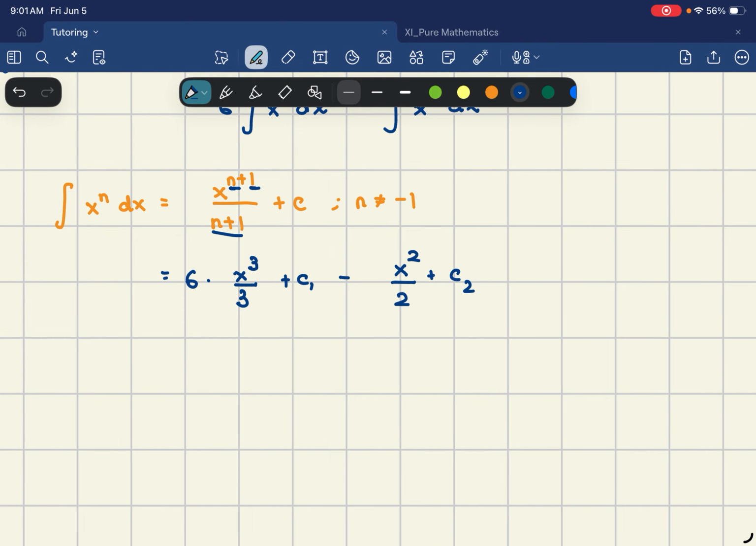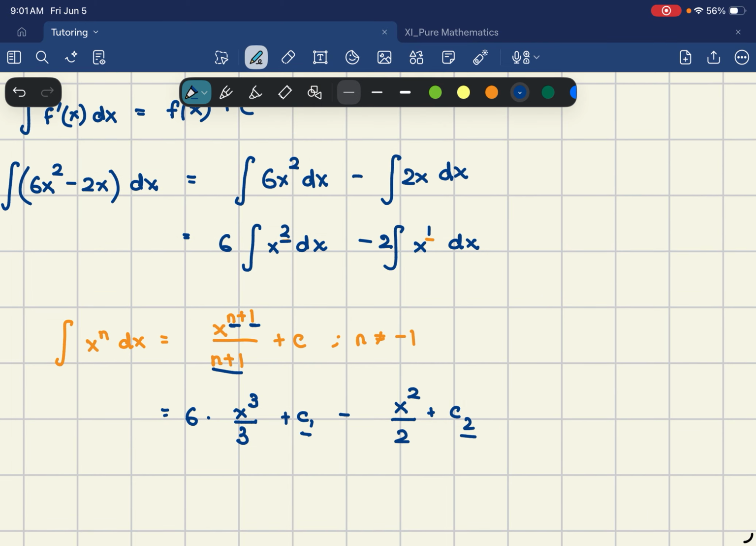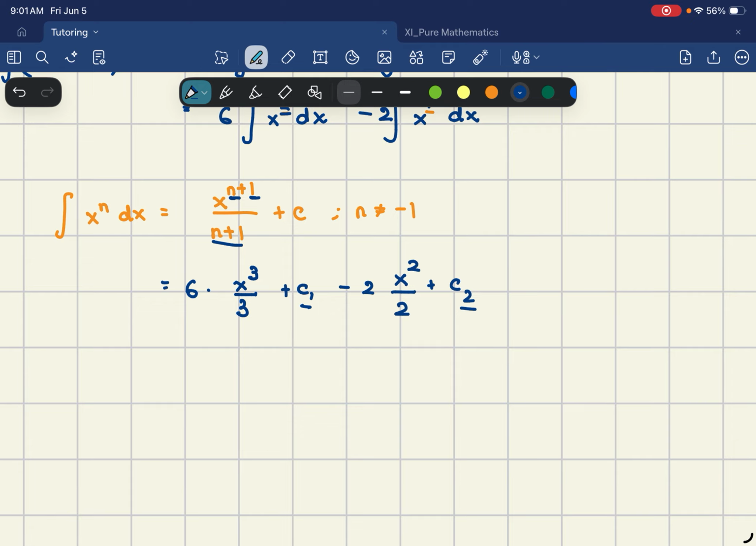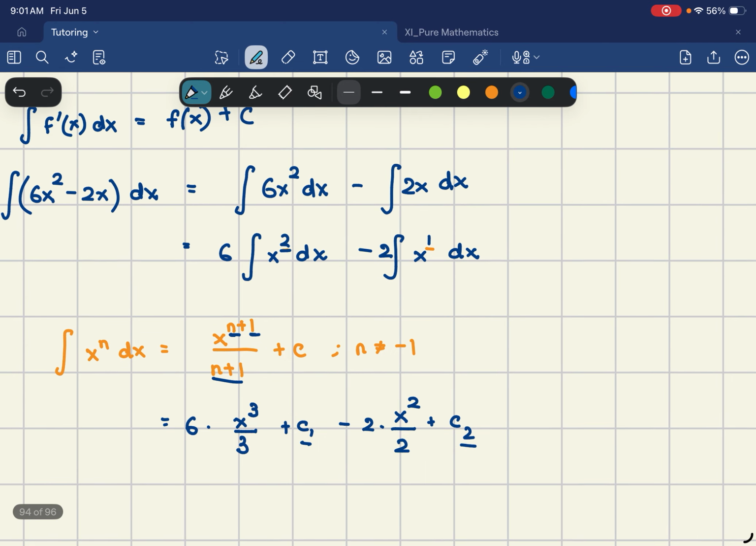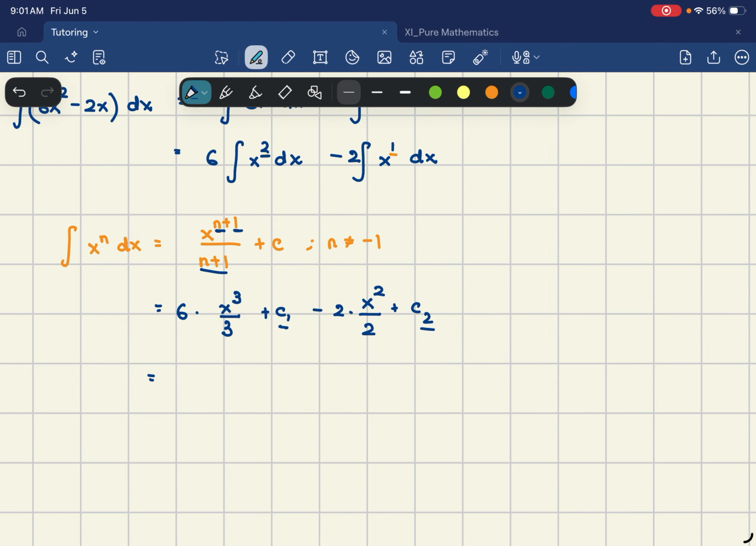All right, so now that we have that down, you can combine constants c1 and c2 together to get your final constant, just c. Sorry, you have a 2 here, so you are going to have 2 times x squared divided by 2. I forgot to factor out the 2 here. Now 6 divided by 3 is 2x cubed, minus 2 divided by 2 cancels out, you get x squared, plus c1 plus c2.